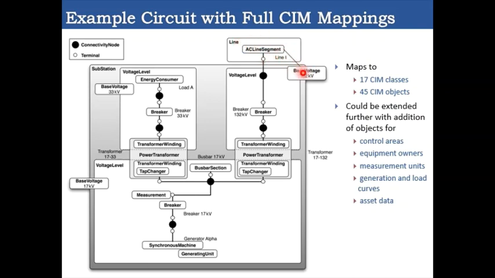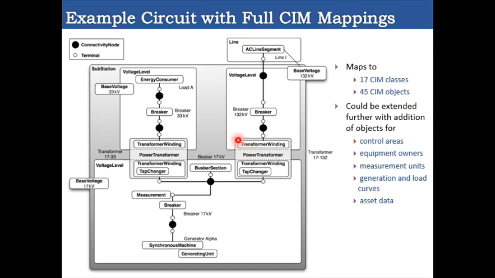So now here the base voltage is 132 kV. Here also you will see that base voltage will be 132 kV. Here the base voltage will be 33 kV, and it will be connected via voltage level. So you can see now that you can map the power system equipment to corresponding classes. You also need the connectivity node and terminal to connect the various objects with each other. So in total, the particular circuit maps to 17 CIM classes, and you need 45 CIM objects.